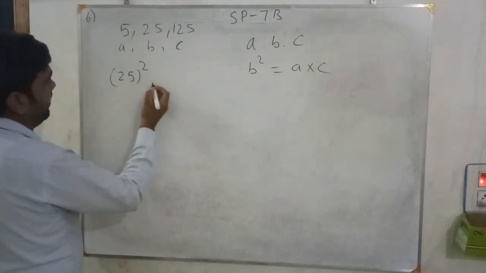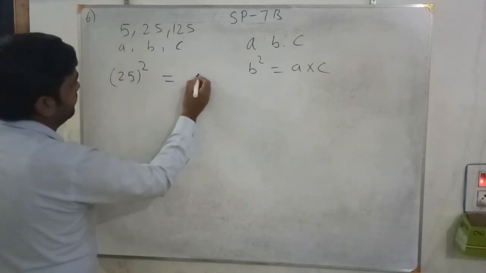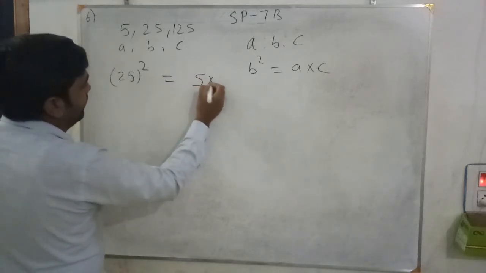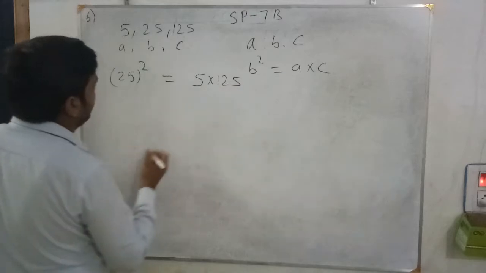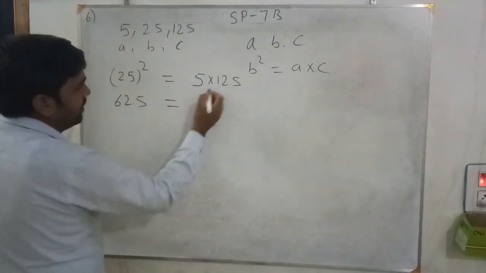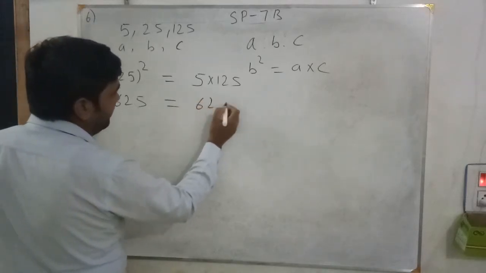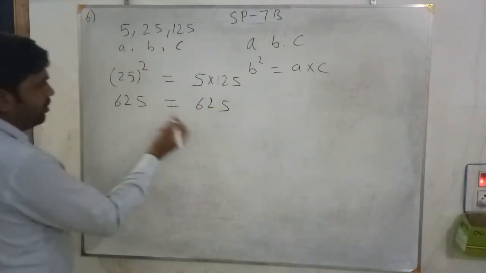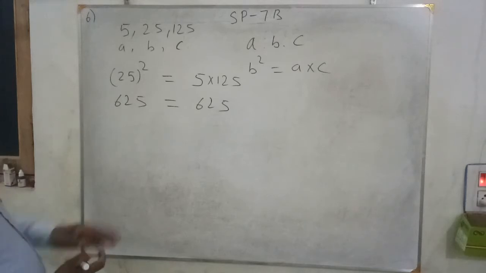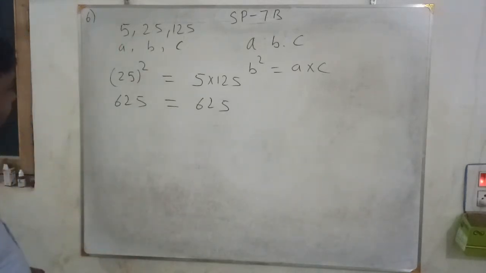So 25 square is equals to 5 into 125. See, both are equal or not. 25 square gives you 625 and 5 into 125 gives you 625. So these both are equal. Since b square and ac both are equal, the given numbers are in continued proportion.